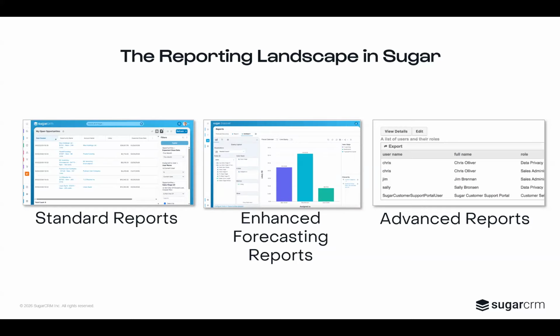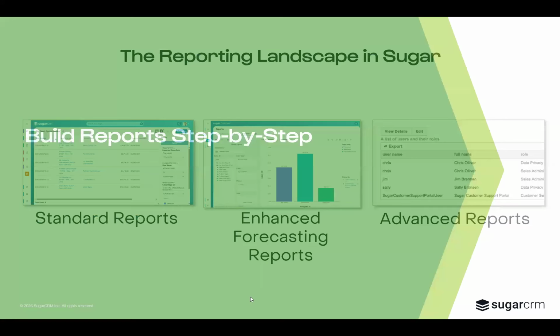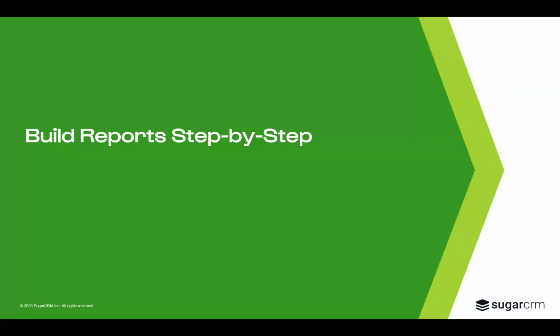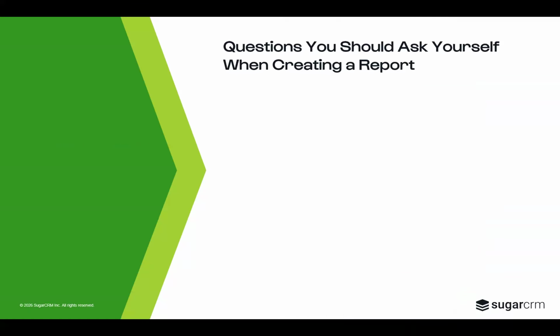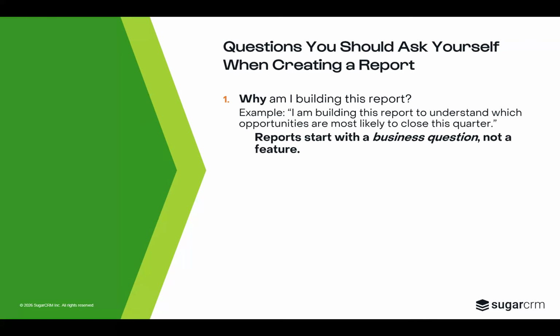So those are the three types. Let's talk about standard reports first, and then we'll get to the other two a little later, okay? So standard reports, these are the questions you need to ask before you even touch Sugar. Very important. The first one is why? Why am I building this report? Here's an example: I am building this report to understand which opportunities are most likely to close this quarter. Great report. All sales teams should want to know that.